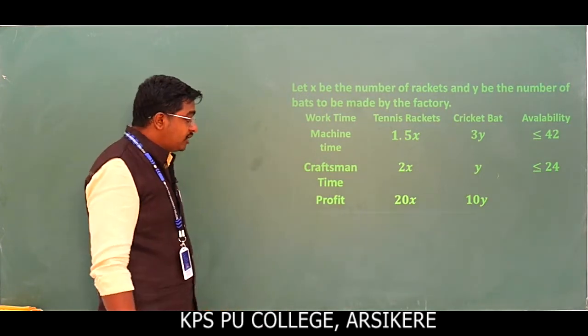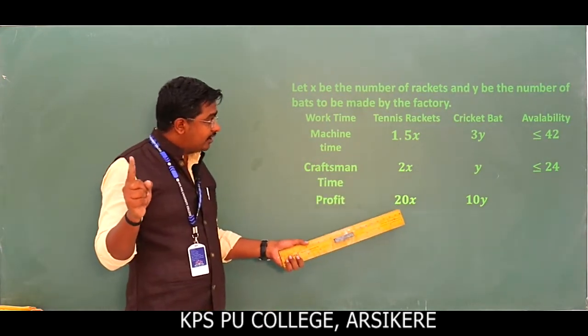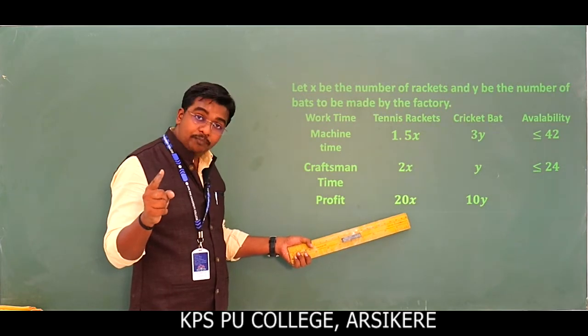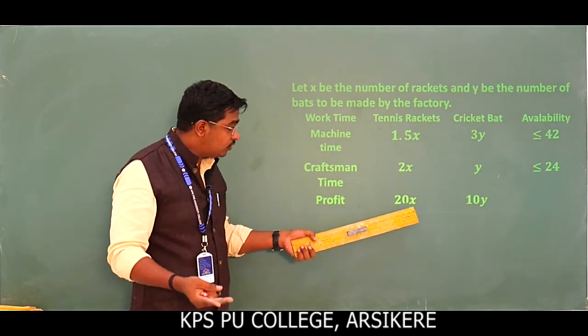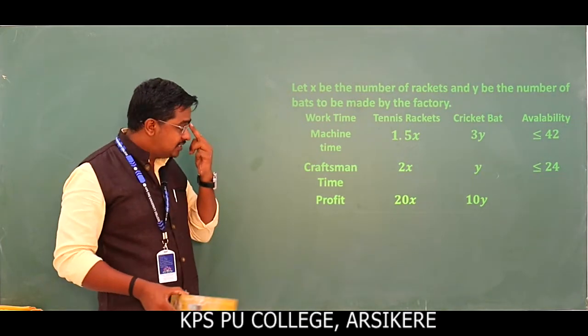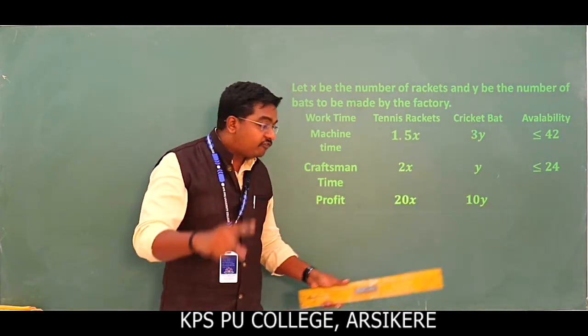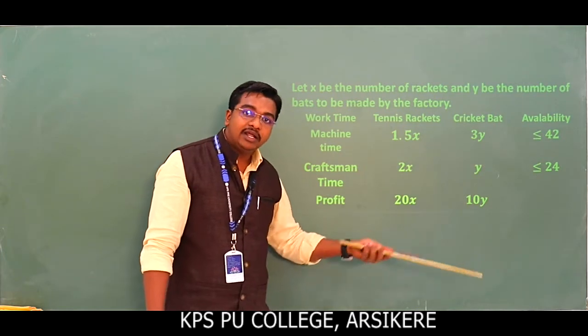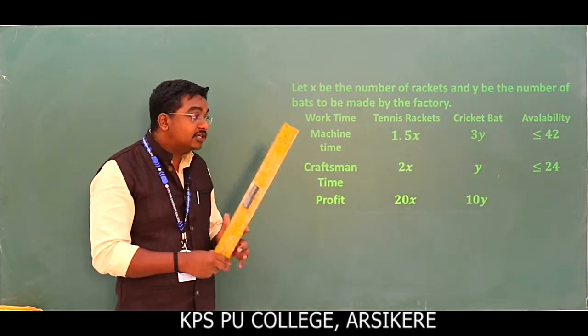So what about profit here? From one tennis racket you obtain a profit of 20 rupees. For 2, 20 into 2. Similarly for x number of rackets that becomes 20 into x. Similarly for cricket bat, one bat gives 10 rupees, for y number of bats 10 into y. Clear, and also the availability is given.